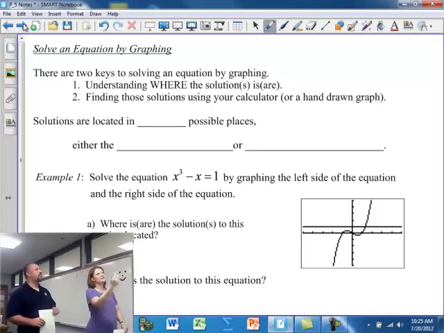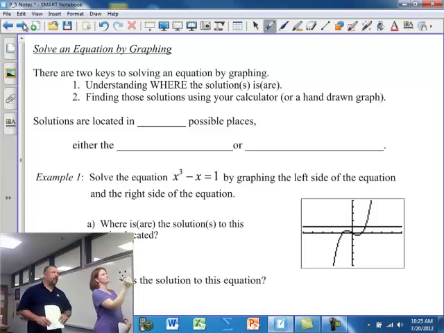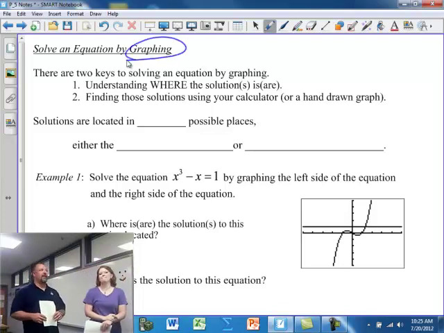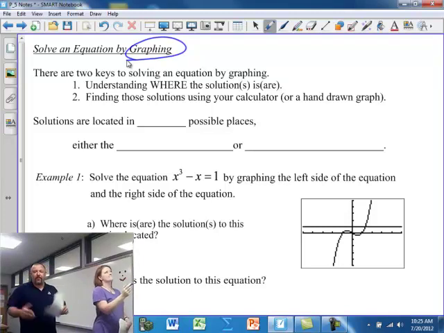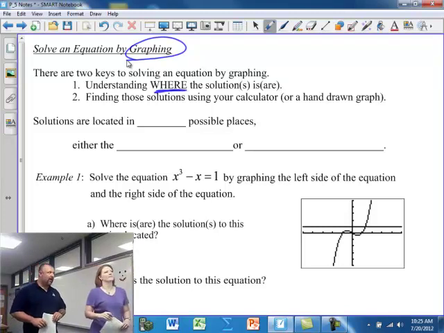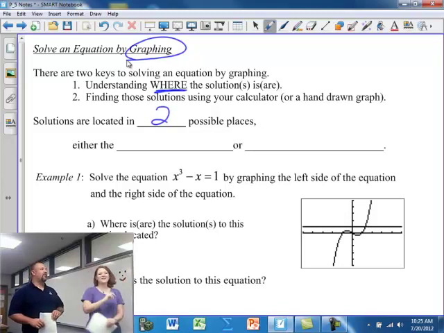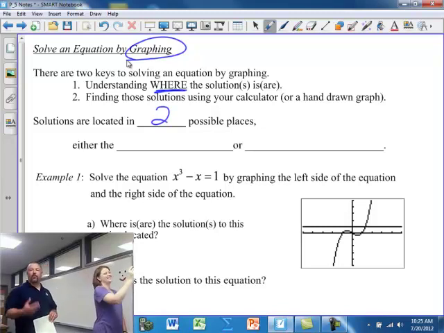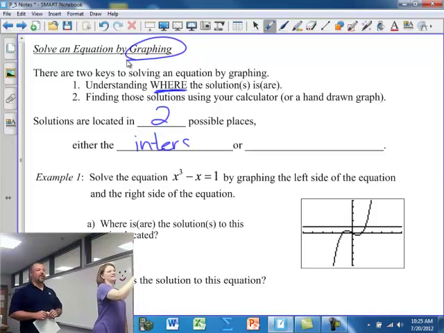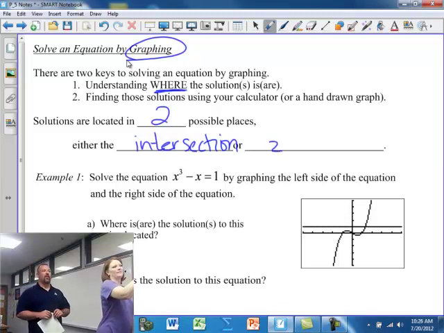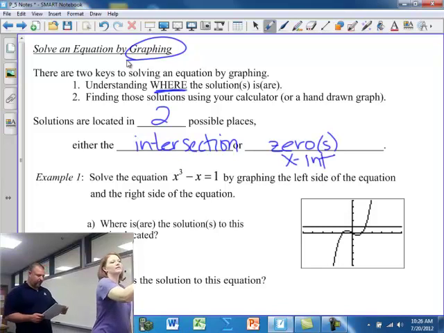A couple of key things to understand when you're solving. First, we're going to solve by graphing. The first thing you need to understand is that graphing answers have two possible places you can find answers. They'll either be where the two graphs intersect, if you graph a y1 and a y2 and calculate their intersection, or, if you graph y1 and set the whole equation equal to 0, it is the zeros or the x-intercepts. We're going to run through an example of each one of these.